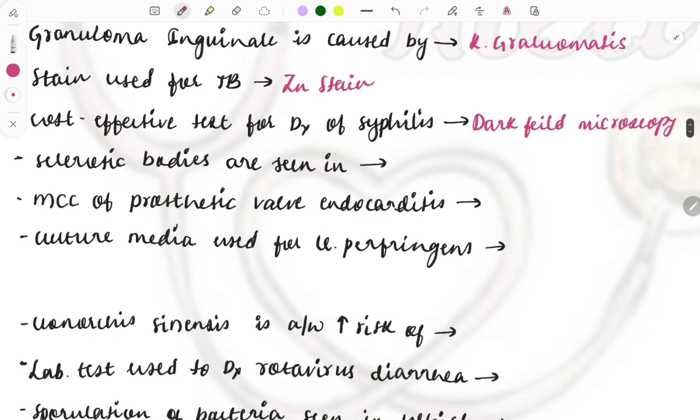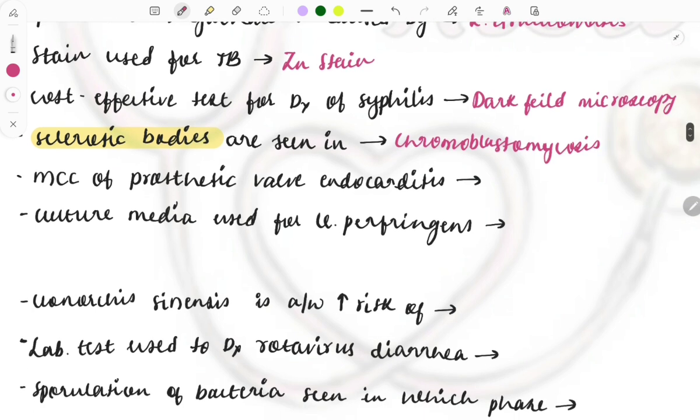Then the next question, sclerotic bodies are seen in chromoblastomycosis. So sclerotic bodies, also note it down like a keyword. So whenever you see sclerotic bodies or brown bodies and in the option chromoblastomycosis is there, go with the chromoblastomycosis. And chromoblastomycosis is also a repeat topic. Okay, so they will be giving like a forest worker is there and he has some infection of the foot, and you can see the sclerotic bodies.